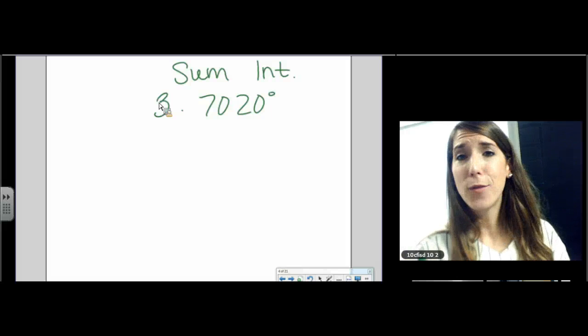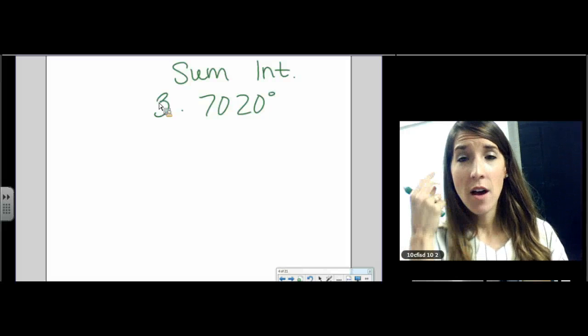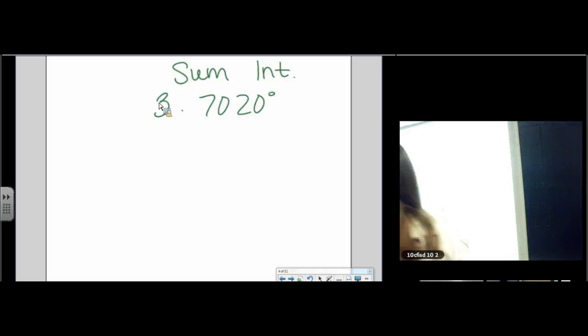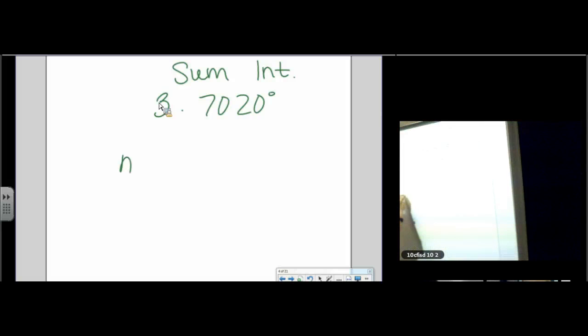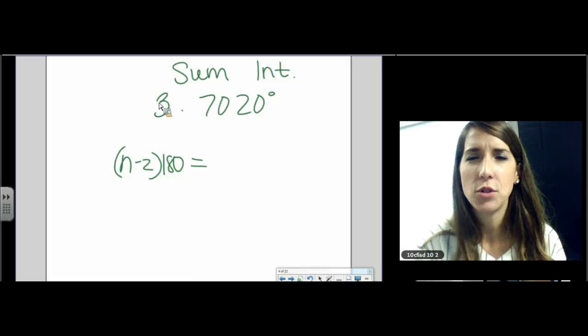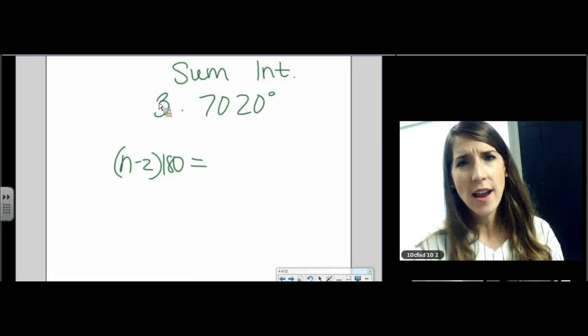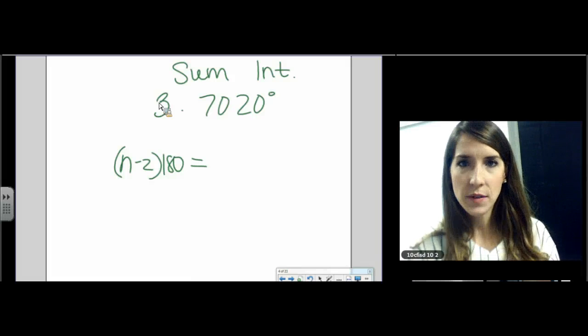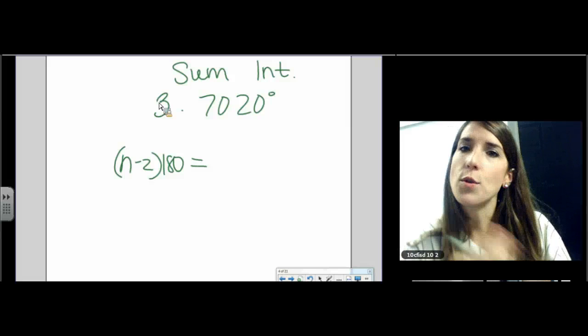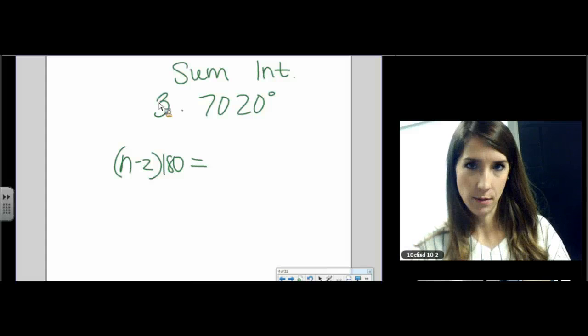So there's only one formula that matches sum of the interior angles. There's only one out of the 4 that we learned. So that helps us grab the right formula. The right formula is n minus 2 times 180. Remember where that came from? We were dividing it into triangles, and the number of triangles was always 2 less than the number of sides. So if it's an octagon, you don't do 8 times 180, you do 6 times 180.